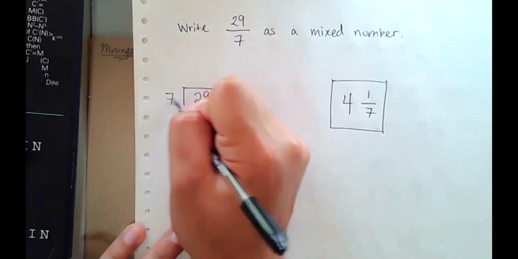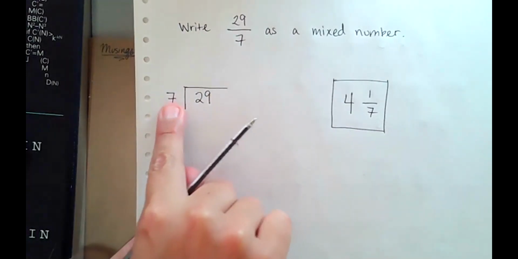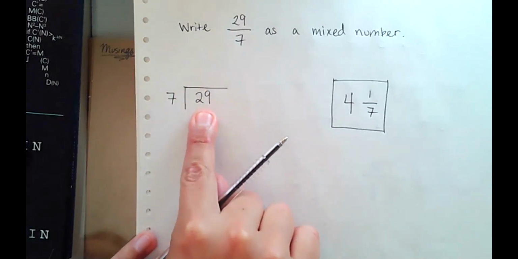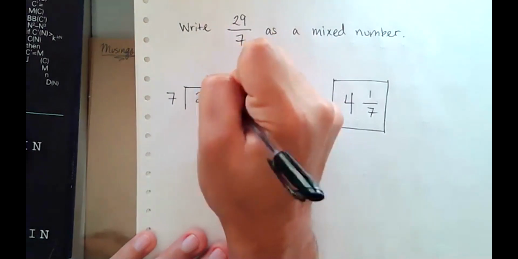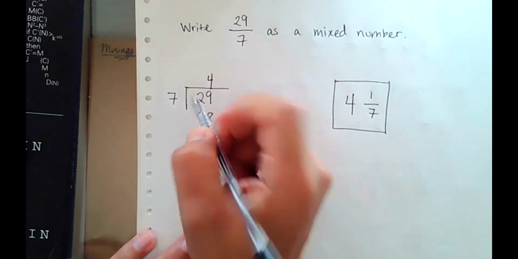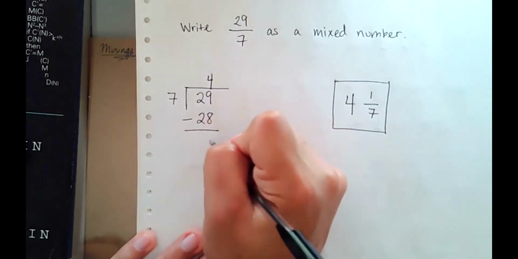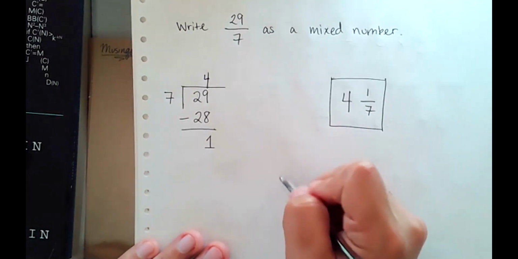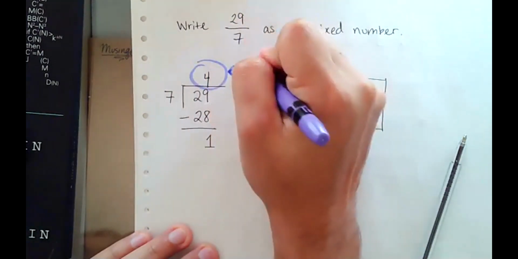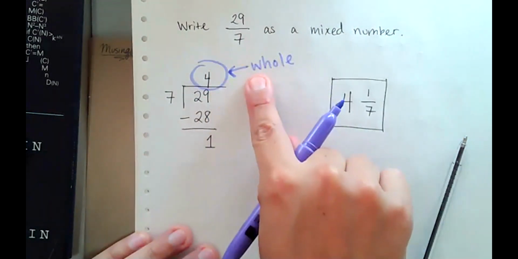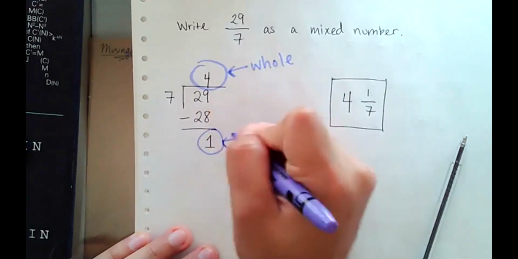29 divided by 7. Remember, we ask ourselves, how many times can 7 go into this number? Or in other words, 7 times what gives us something close to 29? So 7 times 4 would give us 28. And we're going to subtract that away. That leaves us with a remainder of 1. And remember, we're going to write our mixed numbers in the form, our whole number goes right here. This is the whole number part, because 7 goes into this 4 whole times. You're left with this remainder here.